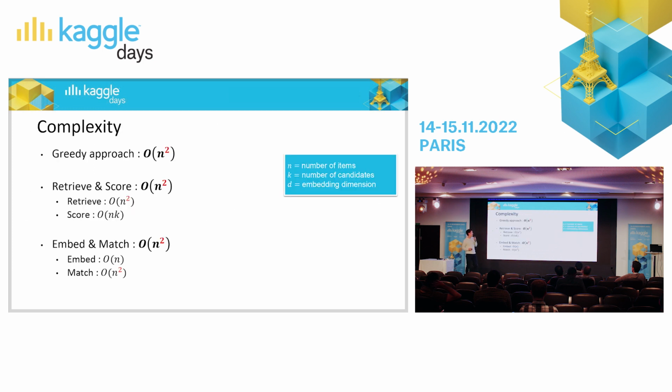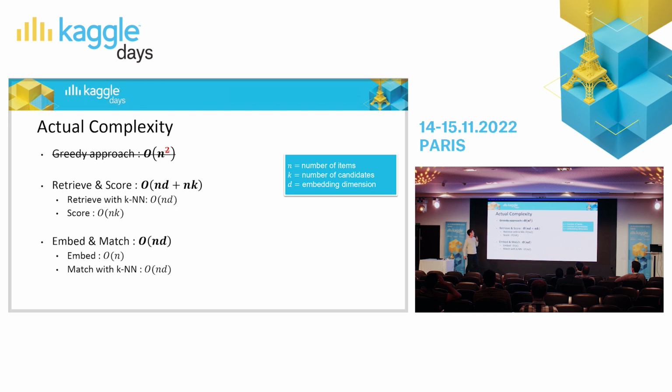About complexity, as I just said, the greedy approach is O of n square, where n is the number of items. If you perform retrieval and scoring, you do retrieval in O of n square as well, and scoring in O of n times k, where k is the number of candidates. And with matching, it is order n square as well. But is it really? Of course not, because otherwise we wouldn't be doing item matching.